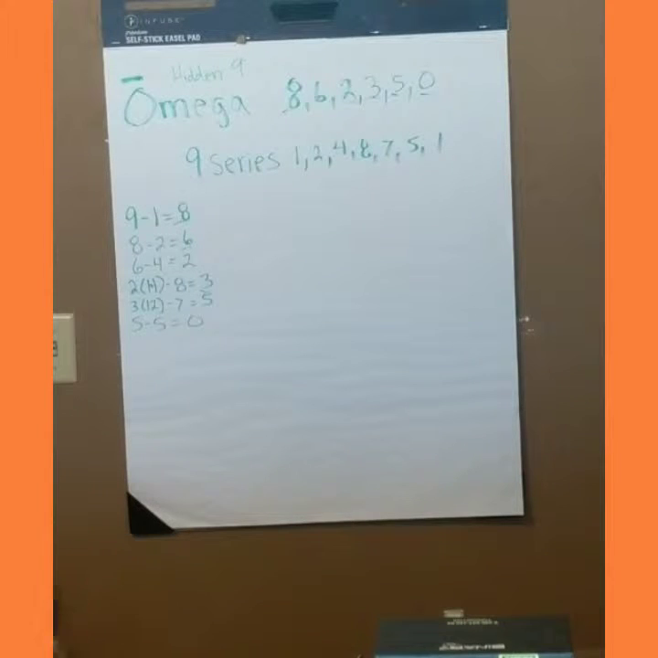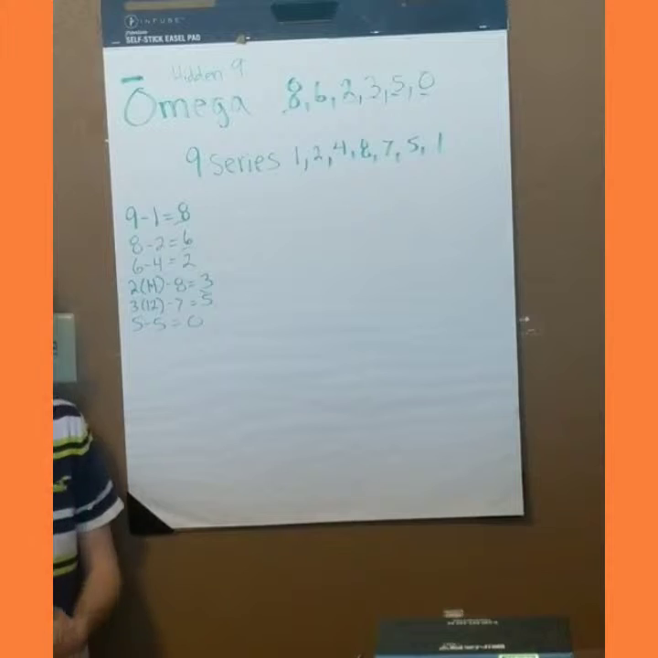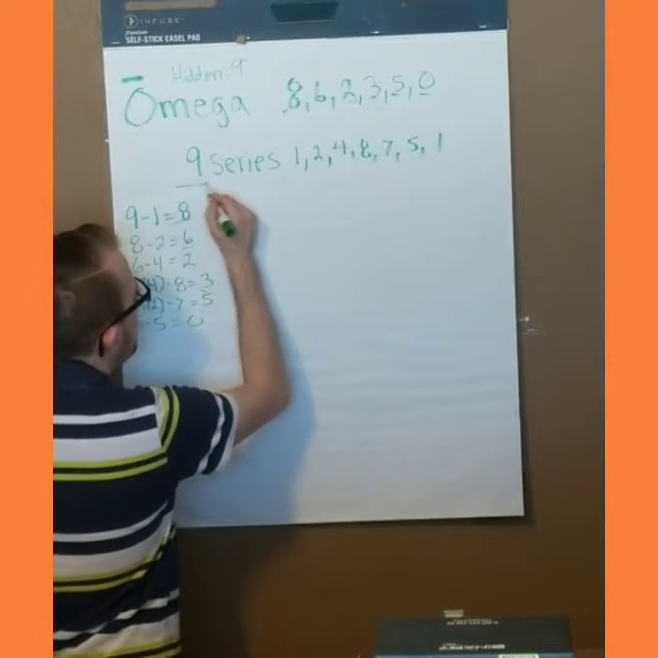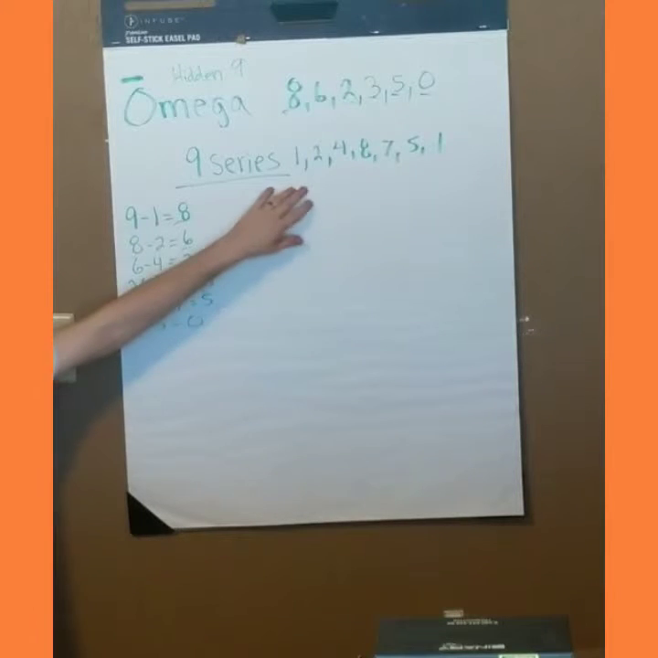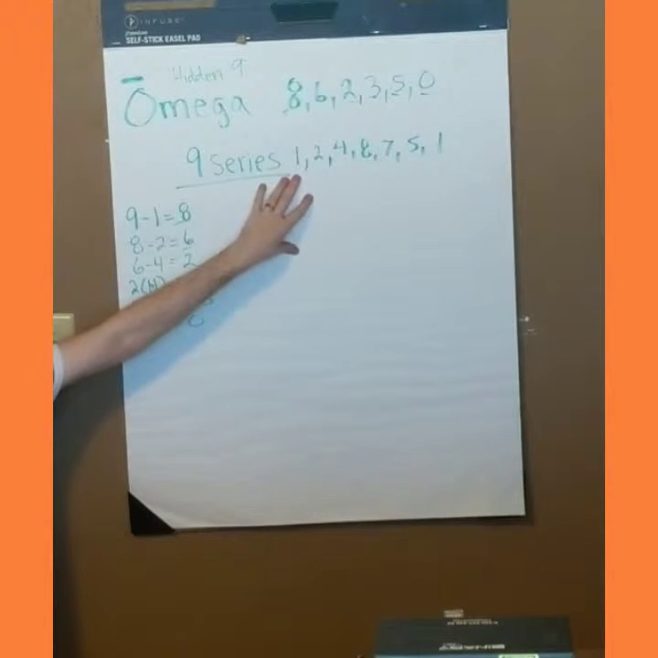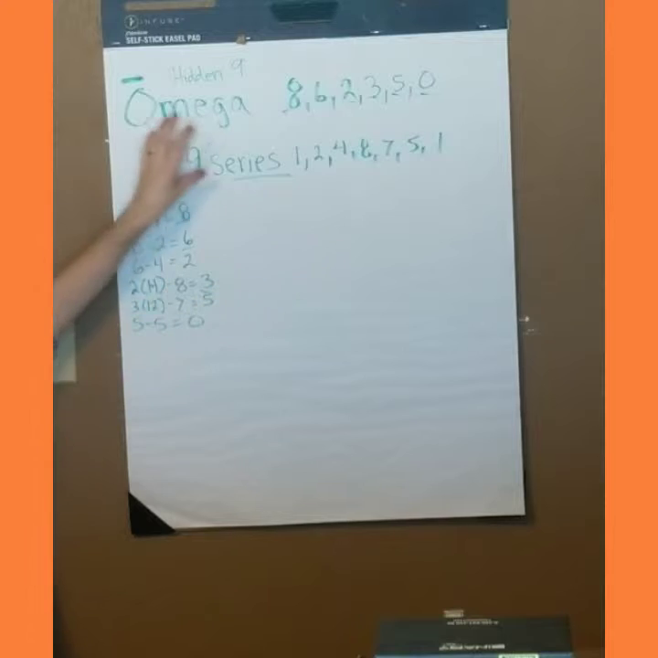Okay? So as you can see, the alpha, you're adding. The omega, you're subtracting. But it all matters according to your 9 series. Okay? You're either subtracting from these numbers or you're adding with these numbers. Alright? So that is your omega.